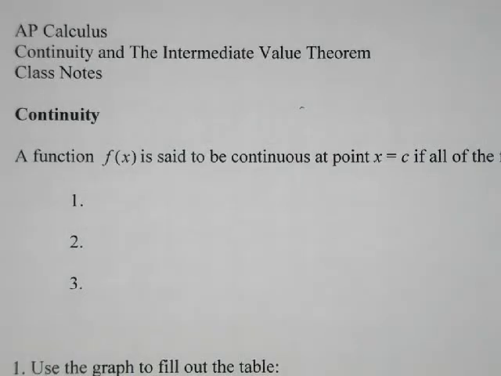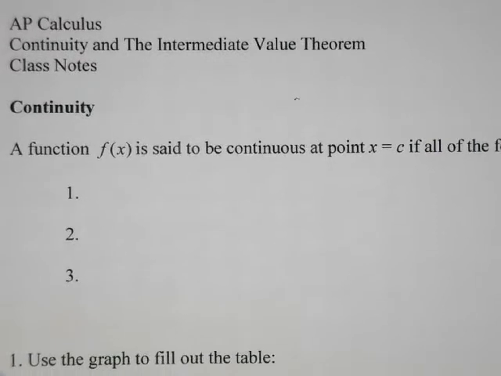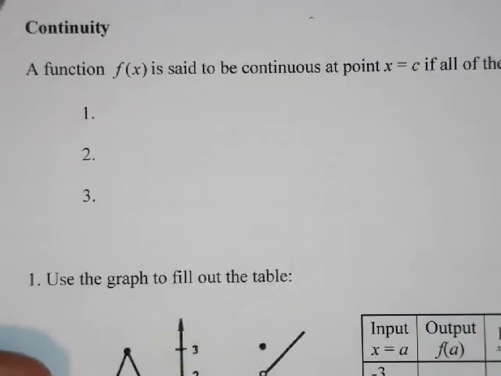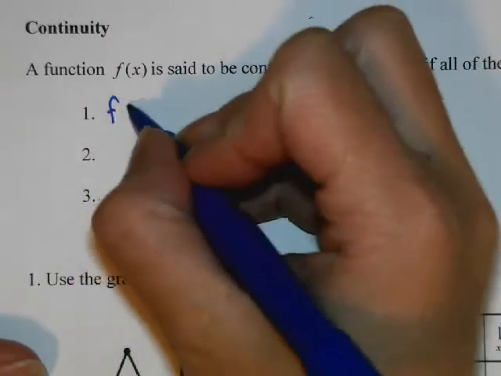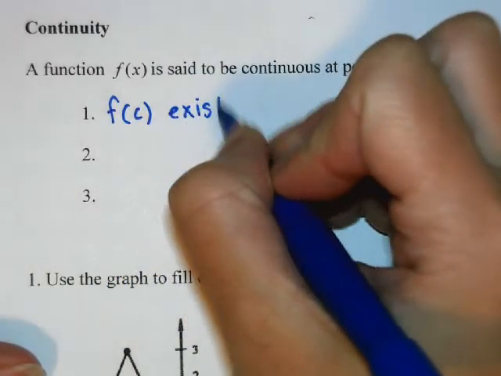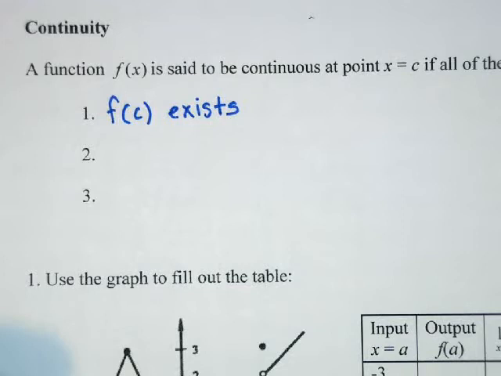Today we're going to talk about continuity and the intermediate value theorem. So continuity we dealt with again in pre-calculus. A function is continuous if three conditions are met. The first condition for continuity is that there is a function value there. If there's a hole or an asymptote, then the function is not continuous.